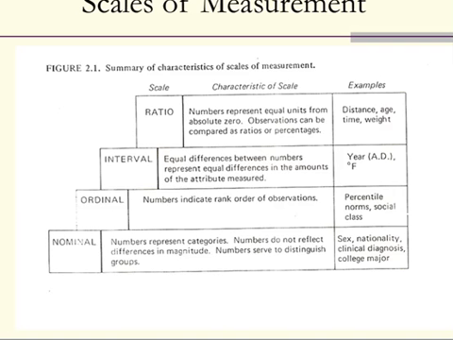Up one level from that, you have the ordinal. Ordinals indicate rank or order of observations. Ordinal could be percentile, social class. Up a layer from that, you've got interval. An interval is the equal distances between numbers. They represent equal distance in the amounts of whatever you're measuring. Could be year, could be degrees Fahrenheit. Ratio units of measure represent equal units from absolute zero. Observations can be compared as ratios or percentages. Stuff like distance, age, time, or weight.